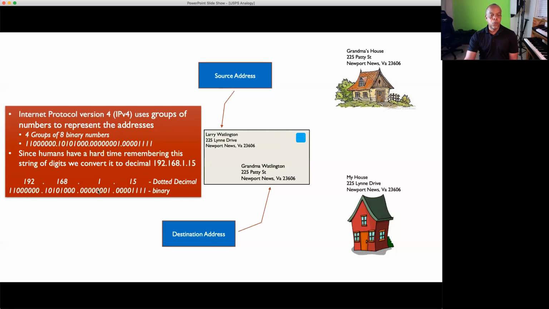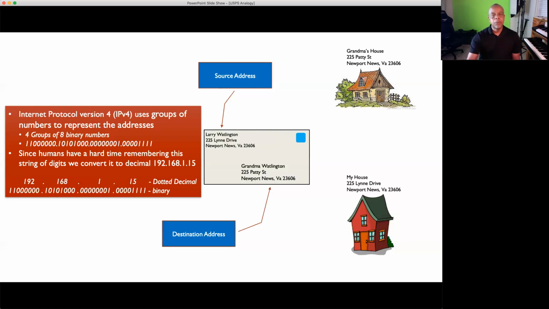So when you think about these 4 groups, what we do is a binary conversion on each group. So 192 converts to this in binary, 1, 1, and then 6 more zeros. 168 converts to 1, pretty simple, 7 zeros and a 1, and 15. So we do that conversion. So when you tell somebody your IP address, 192.168.1.1, in effect, this is what you're actually telling them.